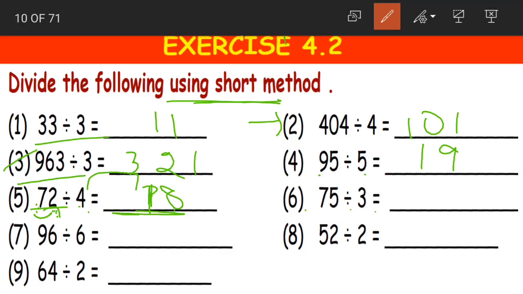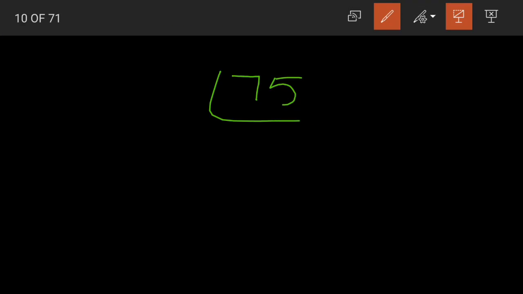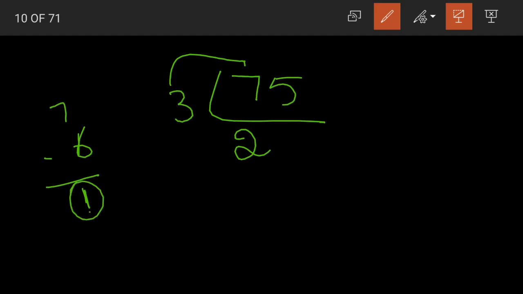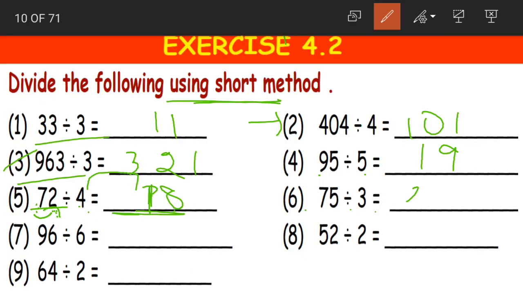Next, 75 divided by 3. 3 twos are 6. 1 is remaining. 7 minus 6. 1 is remaining. So 1 comes here. 15. 3 5s are 15. So 25 becomes our answer. Next, 96 divided by 6. Yes, children, 6 ones are 6. 3 is remaining. 36. 6 6s are 36.